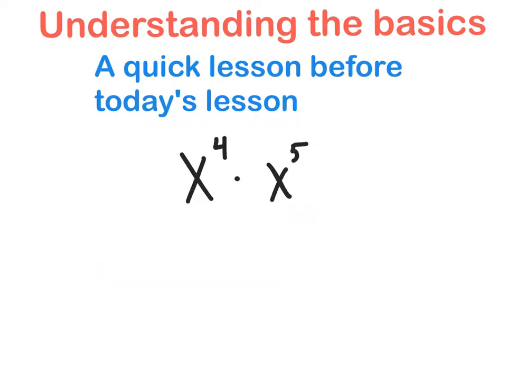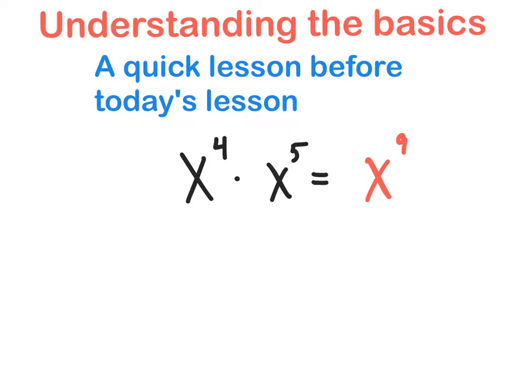I want you guys to think about this right here. x to the fourth times x to the fifth. It's not x to the 20th. What's the answer? x to the 9th, okay? So we got that little lesson down, or that understanding. When you're multiplying two terms with the same base, you simply add the exponents.